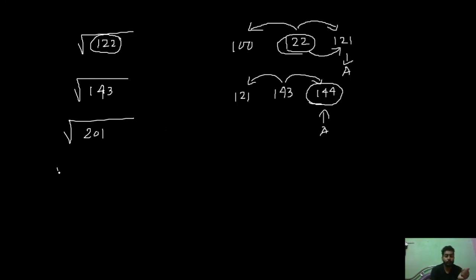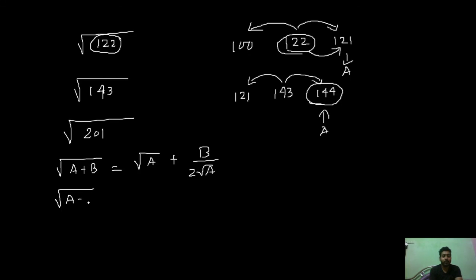The formula is as follows. If a number is of the form A plus B, where A is a perfect square number and B is not a perfect square number, then the formula will be root over of A plus B by 2 root over of A. And if it is A minus B, then it will be root over of A minus B by 2 root over of A. So those are the two formulas to find the square root of a number which is not a perfect square number.